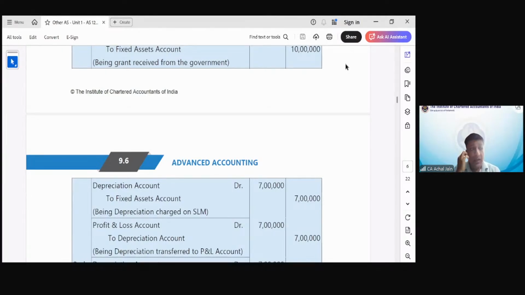Now, can you tell me the accounting entry for the second year? This is what you do in the first year. Now, what is going to be your accounting entry in the second year? Sir, only depreciation. Tell me the entries. Depreciation to fixed asset account. Amount also you need to tell me. Sir, 7 lakh. Okay. Why 7 lakh now?